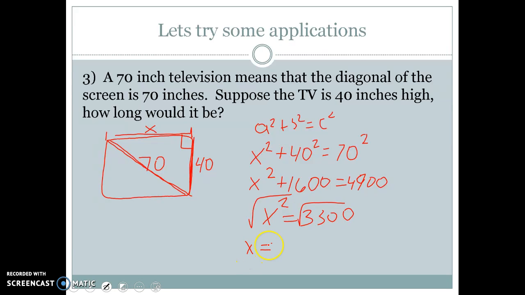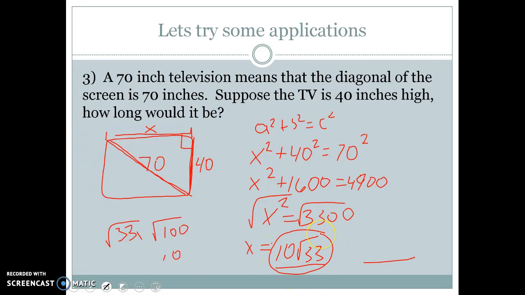The square root of 3,300, again, can be written in two different ways. If I want to write it as an exact answer, I'd probably make it the square root of 33 times the square root of 100. And the reason I did that is because I know the square root of 100 is 10. So I could write it as 10 radical 33. That would be an exact answer.